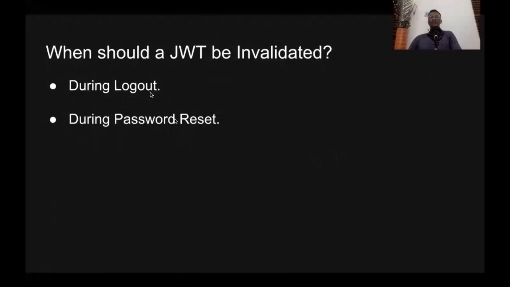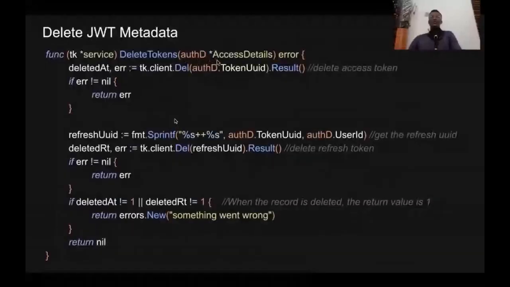During logout, let's see a function that can help us remove the access and the refresh tokens. In the case of logout, reset password or any other related case of revoking the user's JWT, we need to delete both the access and the refresh token created for the user per device. This is the function that helps us remove the metadata from our Redis store. We passed in the access details struct, then we deleted the access token, that is the access UUID and the user's ID that was saved in Redis. Then we did the same thing for the refresh token here.